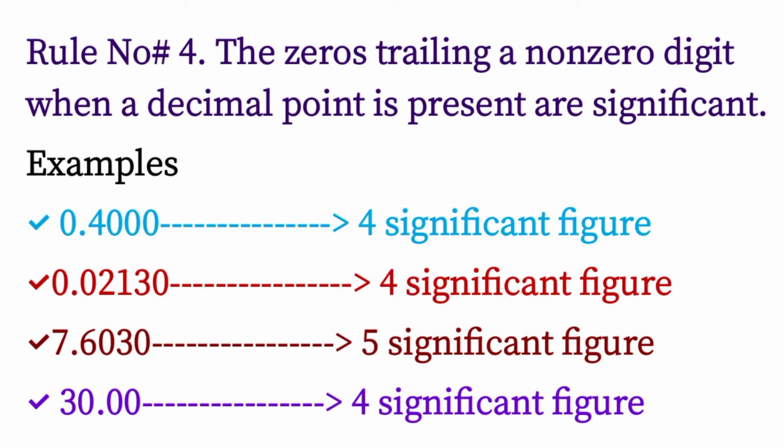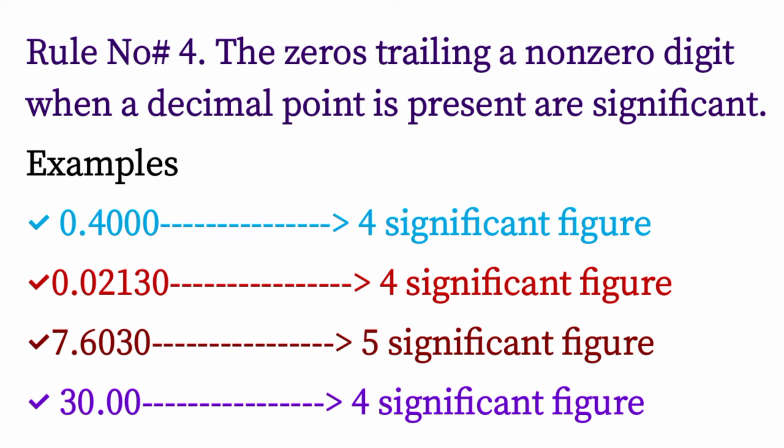Rule number 4 says that the zeros trailing a non-zero digit when the decimal point is present are significant. Put this in mind. So what it means is that the zeros trailing a non-zero digit when the decimal point is present are significant. Meaning, when a decimal point is present, the zeros after a non-zero digit, which is 4, these 3 zeros are significant because there's a point. Unless there was no point, but because there's a point here, it means these 3 zeros are significant.